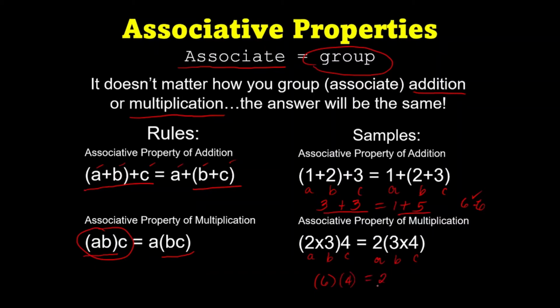Sa pangalawa, una nating i-multiply ngayon si 3 and 4. 3 times 4 is 12. What is 6 times 4? 24. What is 2 times 12? 24. So, that is the rule of associative property. Kahit paano natin i-group yung addition or kahit paano pa natin i-group yung multiplication, the answer will be the same.